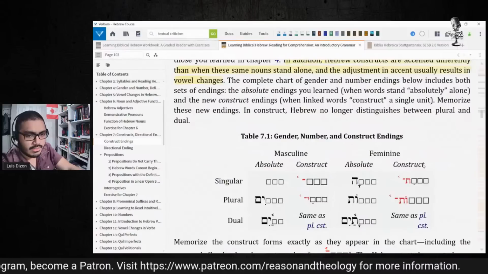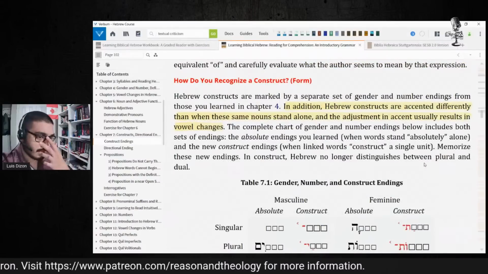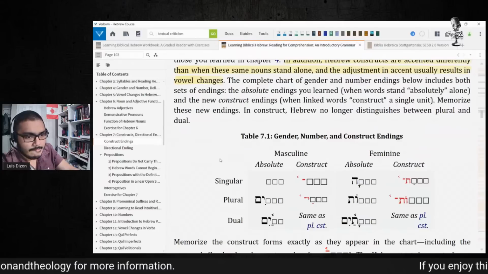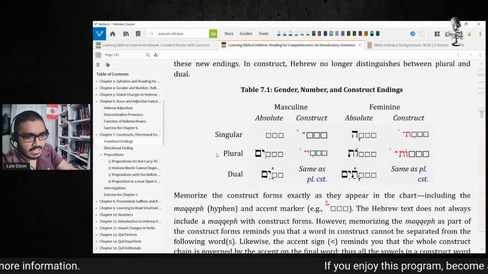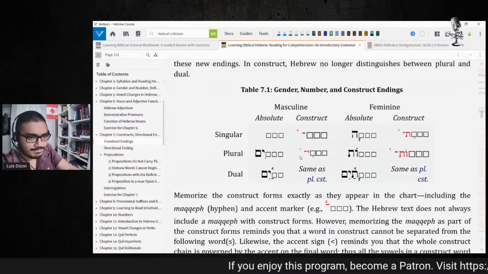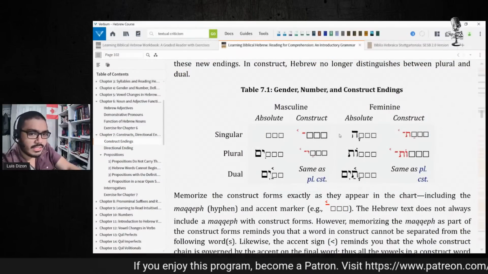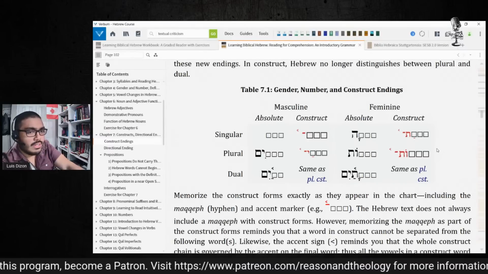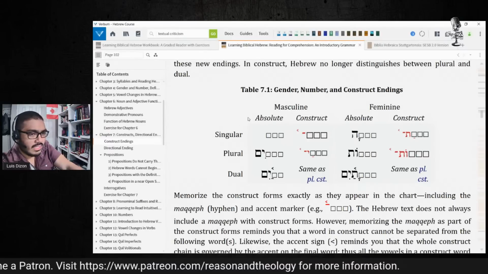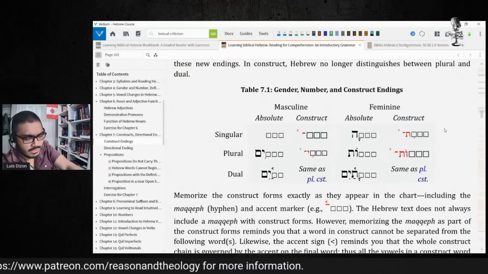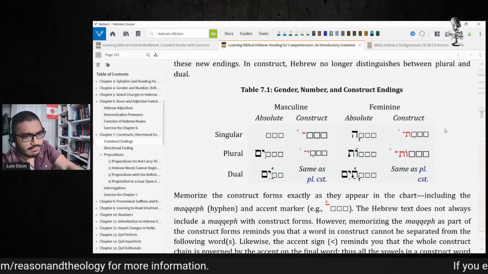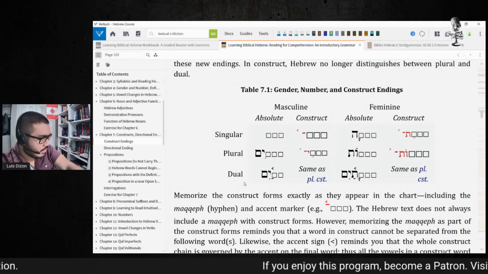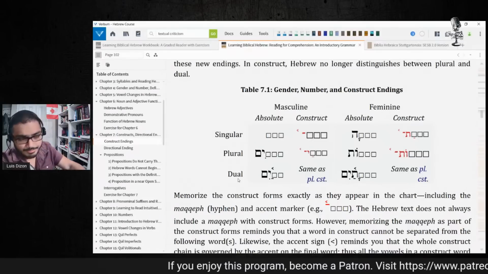So there are some more things to note about construct endings. If the first word in the construct, or any noun in the construct other than the last one, is plural or feminine, it will change from its normal form. The normal form is what we call the absolute form.